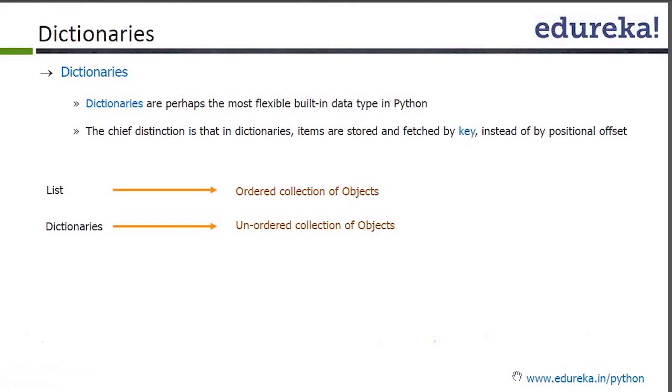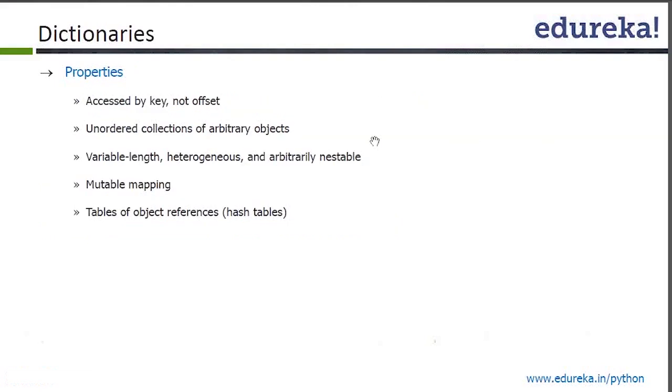Now let's go. Dictionaries are perhaps the most flexible built-in data type in Python. The chief distinction is that in dictionaries, items are stored and fetched by key instead of positional offset. So dictionaries are key value pairs. List is an ordered collection of objects, whereas a dictionary is an unordered collection of objects. I'll tell you how.